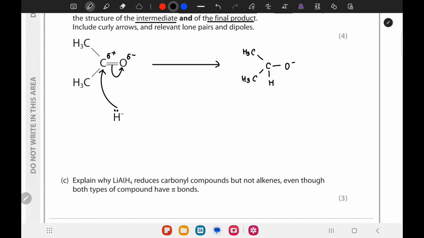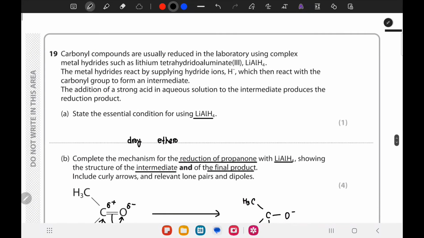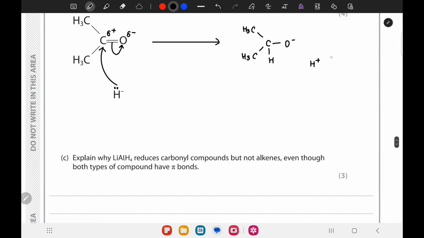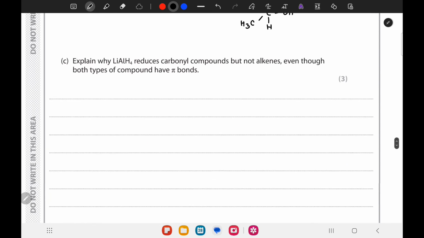will be the intermediate. Now we have a dilute acid, or we have a strong acid added to it. The strong acid basically provides H plus ions to it, and we have an O minus with a lone pair. This lone pair over here attacks this H plus, and from here we get the final product. We have CH3, CH3, HOH. So this is the final product.